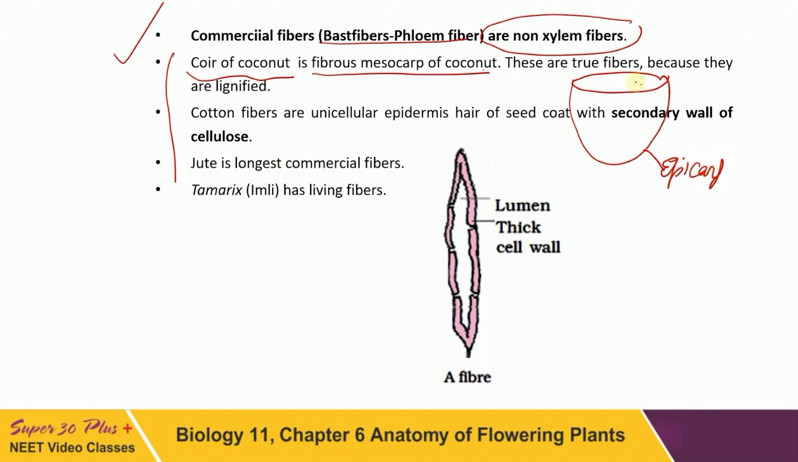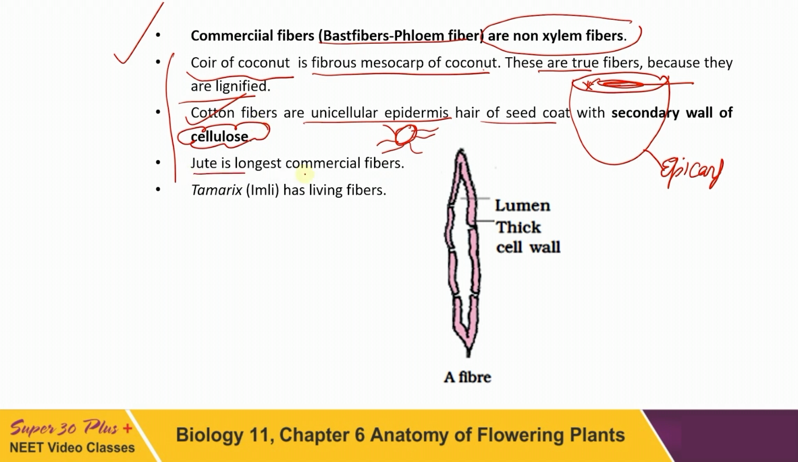Then here in the center we have the hard shell, that is the endocarp, and here this is the fibrous one. In this case these are also true fibers because these are lignified. You have to remember cotton fibers are unicellular epidermal hairs of the seed coat, that is the seed of cotton. These are outgrowths from the outer layer of the seed, and they are made up of cellulose. Remember, cotton fibers are not lignin fibers.